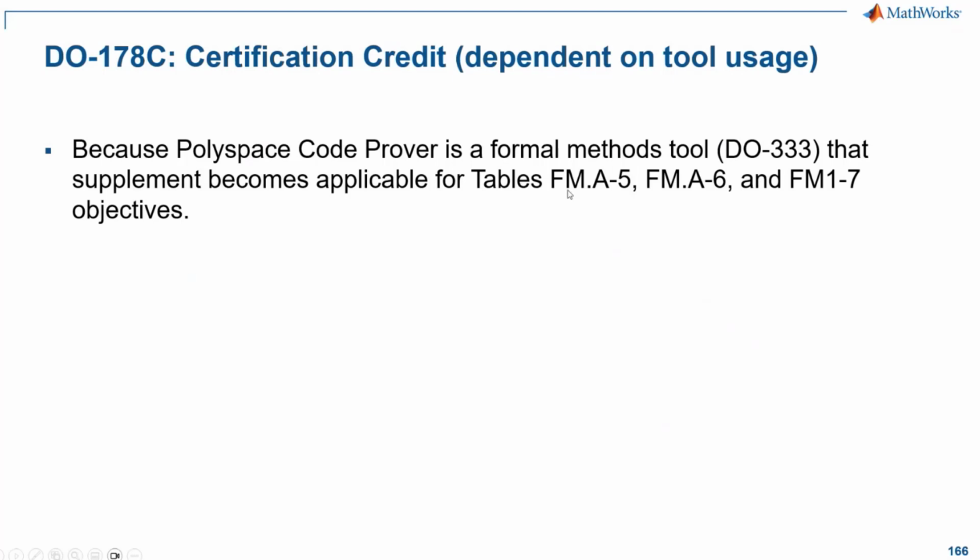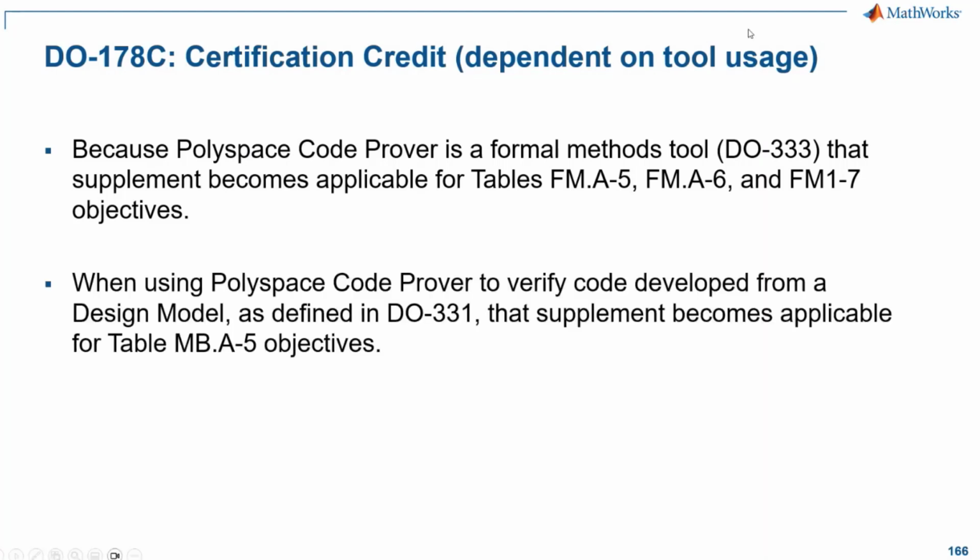So it means you apply Polyspace with the formal methods tool according to the DO-333. Yes, you can map to the different tables like the FM-A5 or the FM-A6 or the FM-1 to 7 objectives. That's where some objectives that Polyspace can take, and then provide you some credit about it.